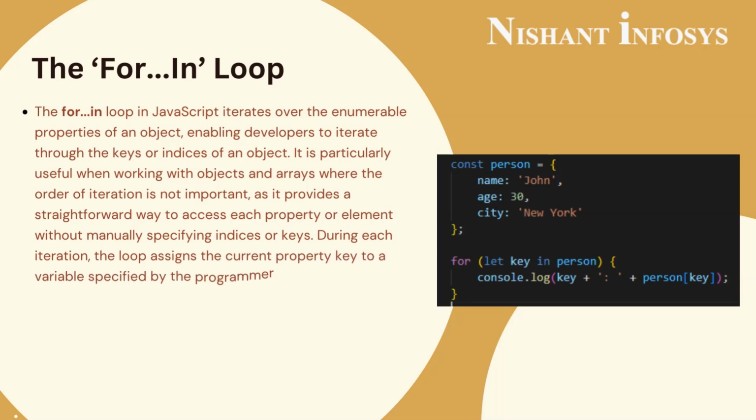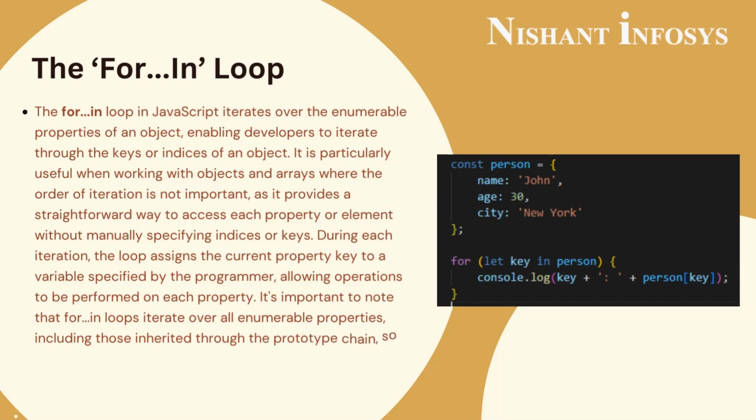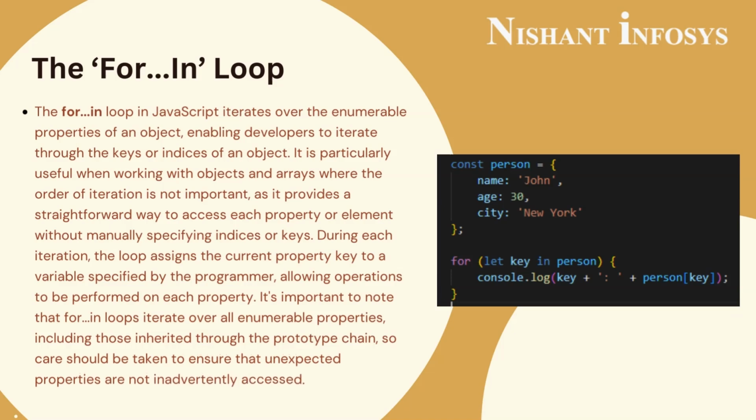During each iteration, the loop assigns the current property key to a variable specified by the programmer, allowing operations to be performed on each property. It's important to note that for-in loops iterate over all enumerable properties, including those inherited through the prototype chain, so care should be taken to ensure that unexpected properties are not inadvertently accessed. The given code snippet shows how the for-in loop is defined.